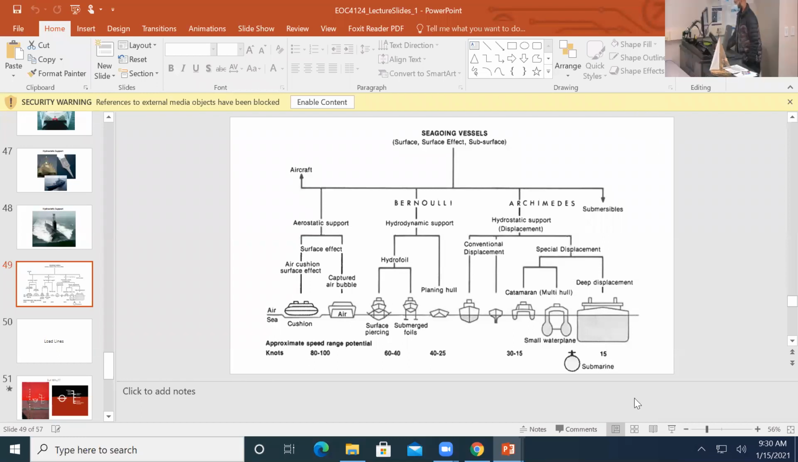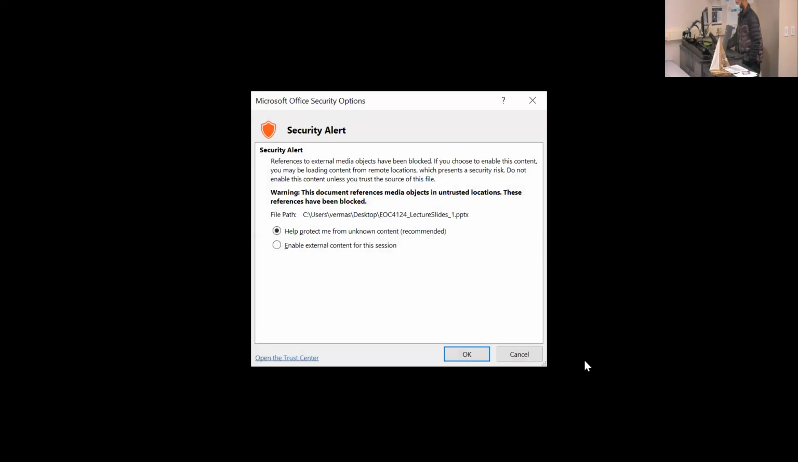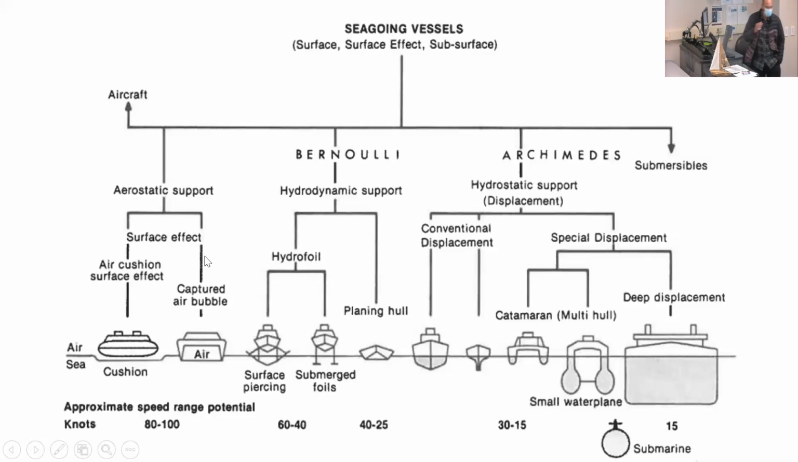Okay, so let's pick up where we left off. All right, so in the previous class, we were basically talking about different types and classes of naval vessels.